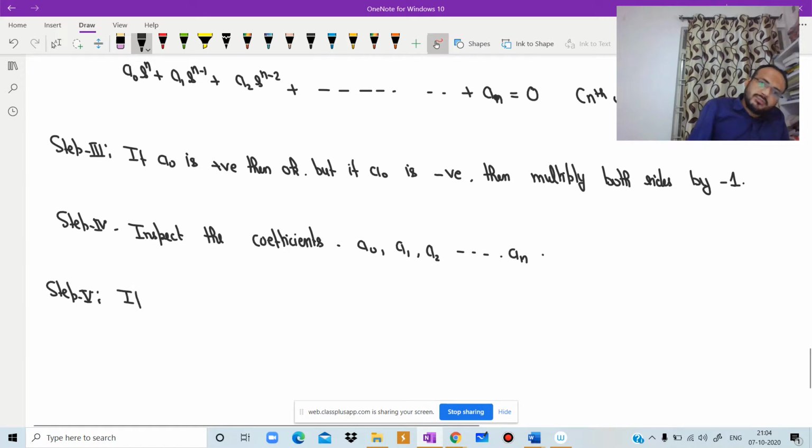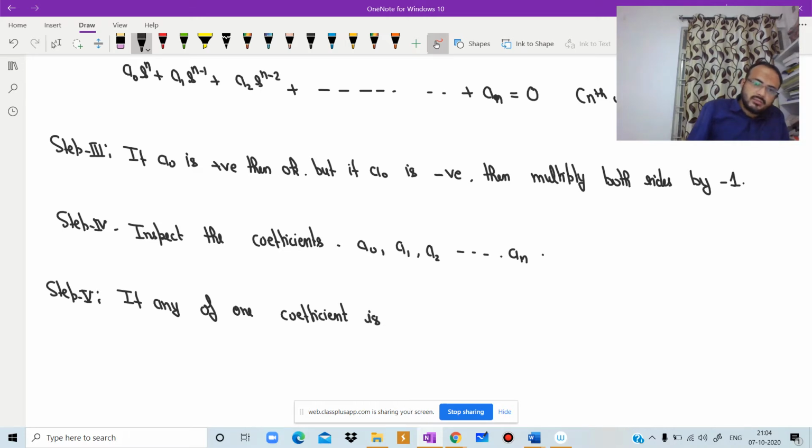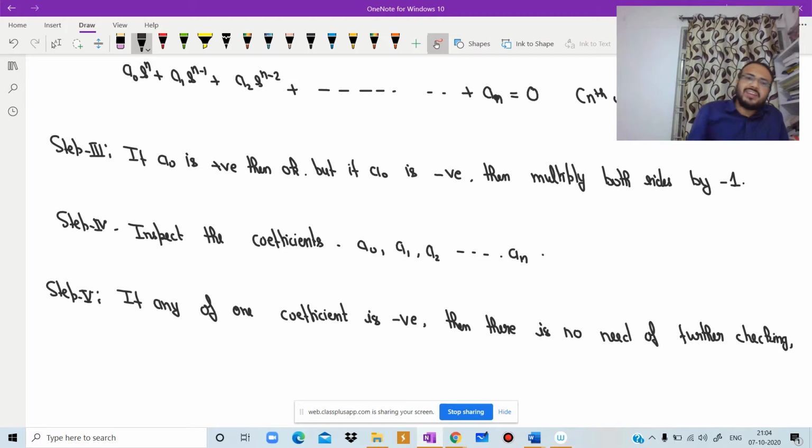Step 5. If any one coefficient is negative, then there is no need of further checking. The given system is unstable.